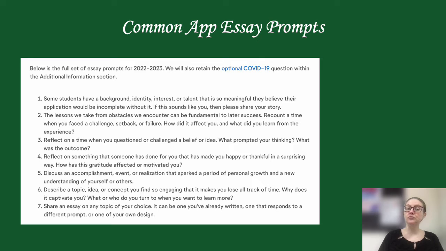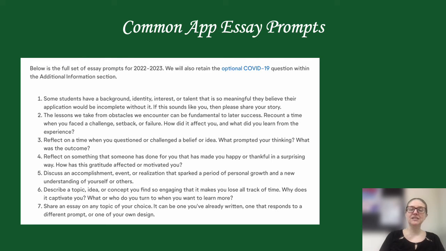This is one of the newer Common App essay prompts. Thinking about something someone has done that made you feel especially grateful and how that gratitude changed you, affected you, motivated you. Number 5, discuss an accomplishment, event, or realization that sparked a period of personal growth and a new understanding of yourself and others. Number 6, a topic, idea, or concept you find so engaging that it makes you lose all track of time. Why does it captivate you? What or who do you turn to when you want to learn more?